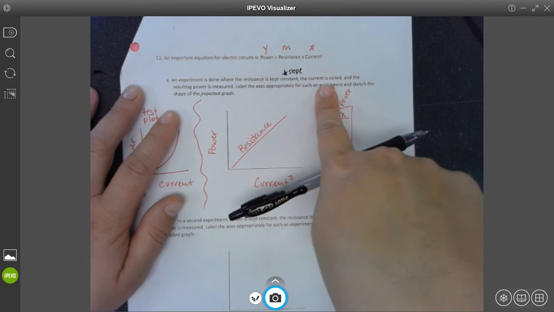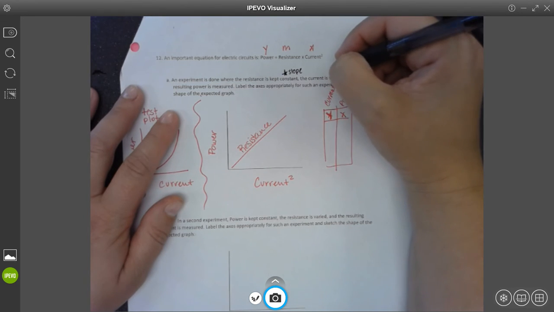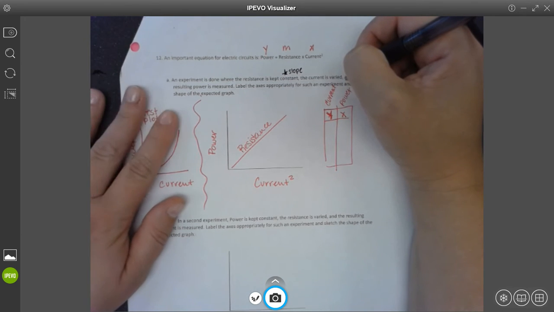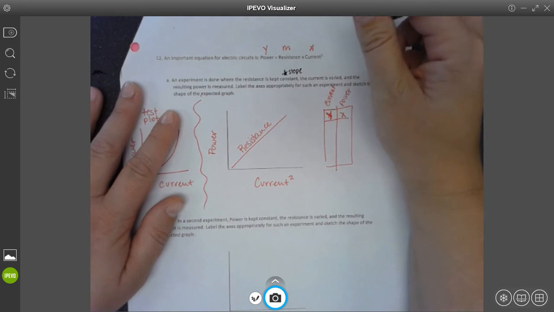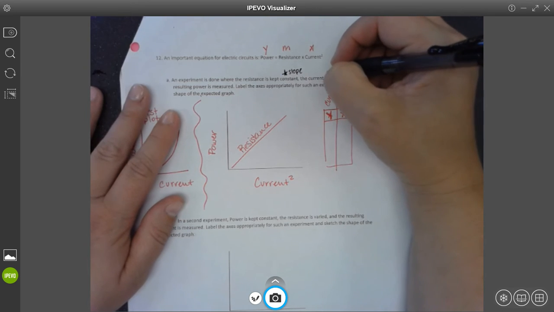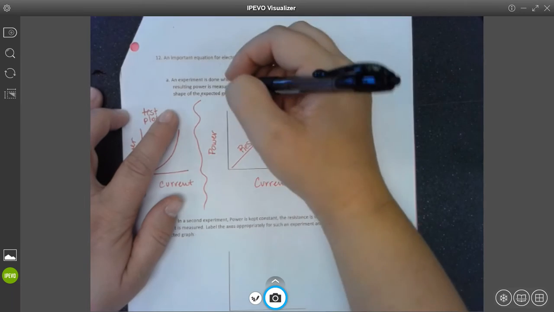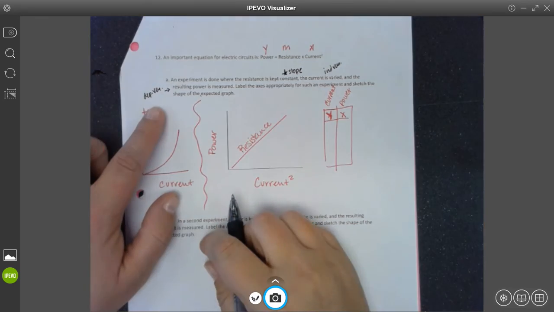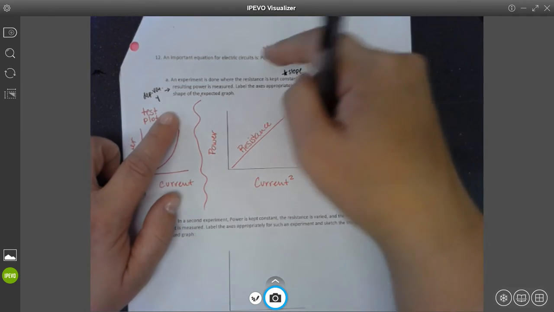The current is varied, so that's a variable. So this would be our... I'm having a moment with this question now too. I might have helped you guys wrong yesterday. No, that's right. So if current is being varied, this is our independent variable. And the resulting power is measured. So this is going to be our dependent variable. Remember, our dependent variable is going to be y. Our independent variable is going to be x.